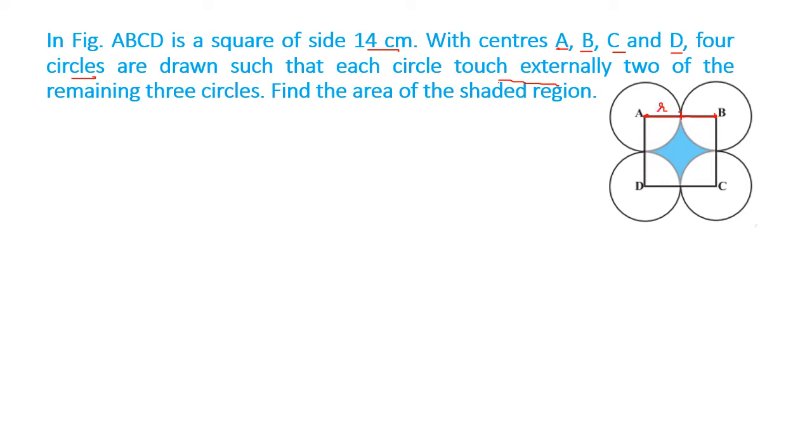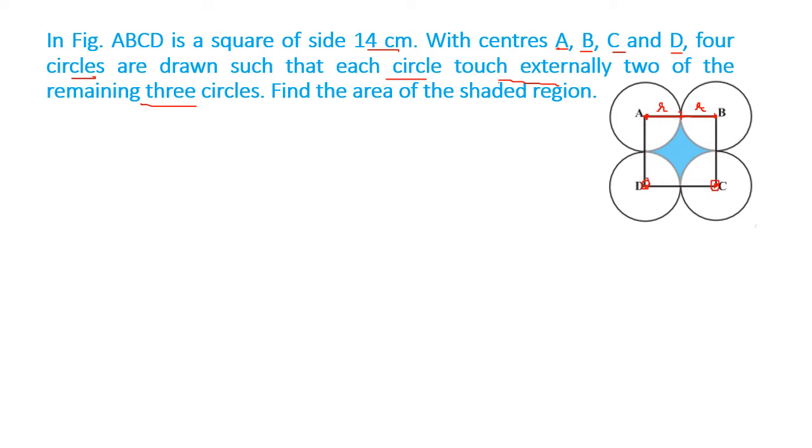So this is the radius of the first circle and this is the radius of the second circle, but both radii are equal because it is given that the four circles touch externally. Each circle touches externally two of the remaining three circles. This circle with center A touches the ones with center B and center D. The one with center D touches center C and center A. Means they all touch each other.